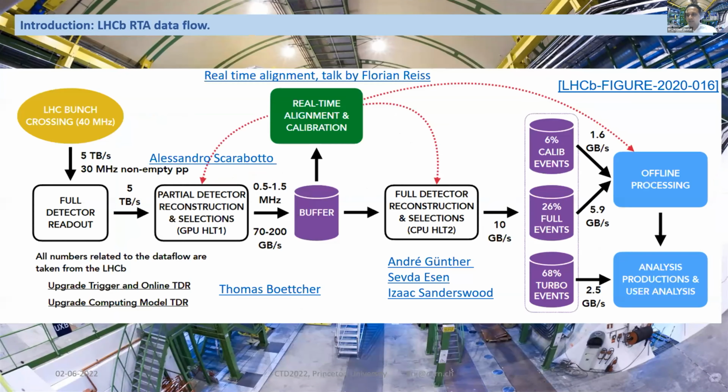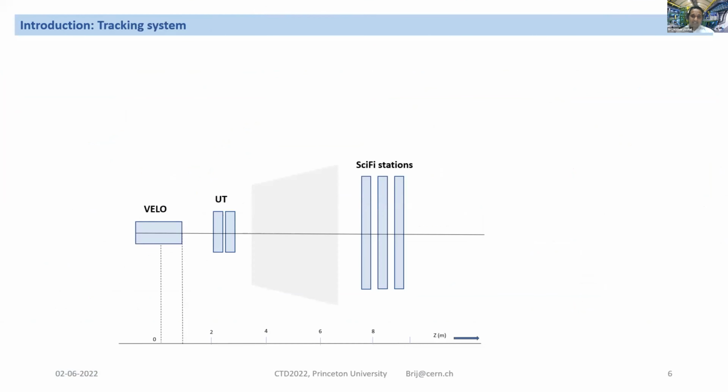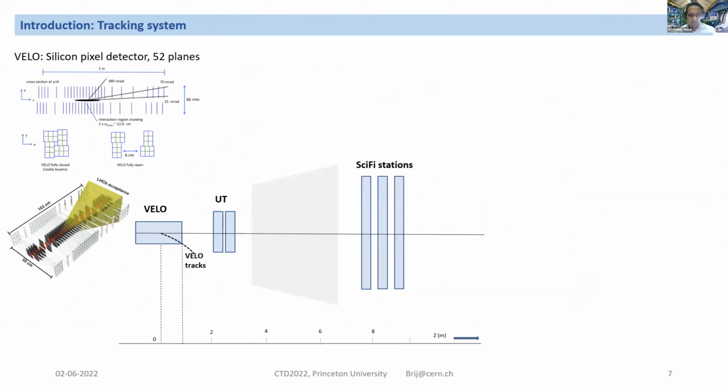We have seen the data flow diagram in the different talks before, and here I'm going to focus on the algorithms which reside at the HLT1 level, where we perform partial detector reconstruction and selection using the GPUs. Since we are talking about tracking algorithms, this is the schematic of our tracking system, wherein we have the vertex locator, which is a silicon pixel detector with 52 planes, and we produce Velo tracks here.